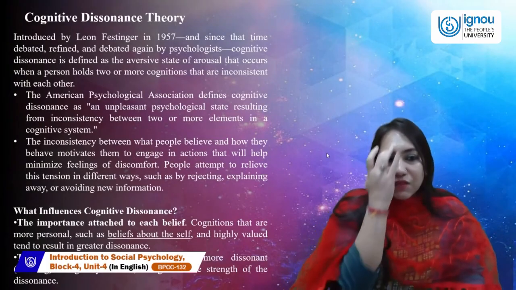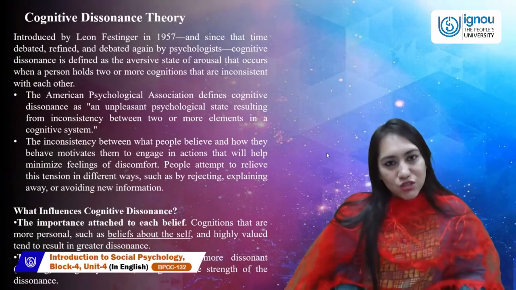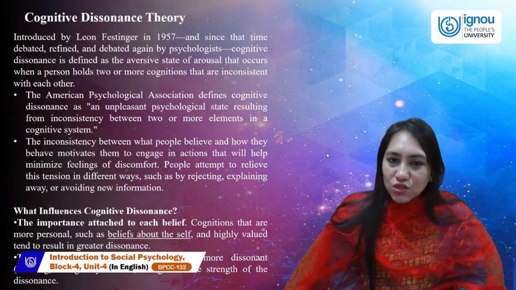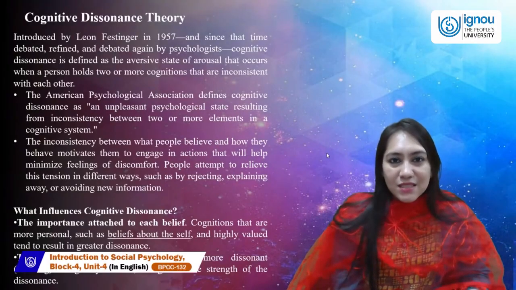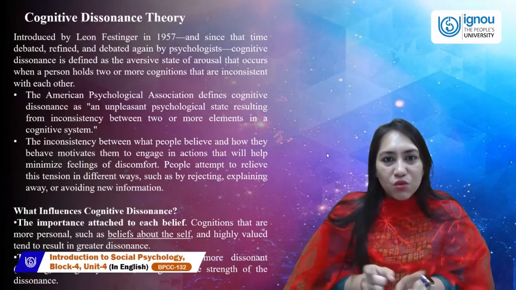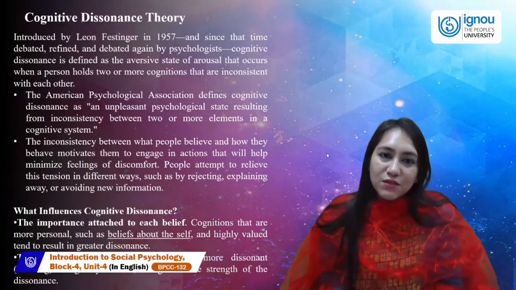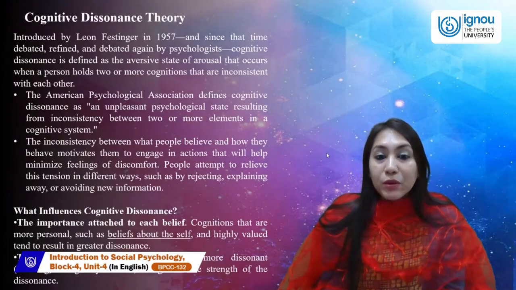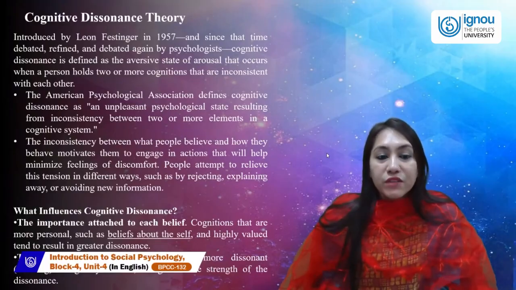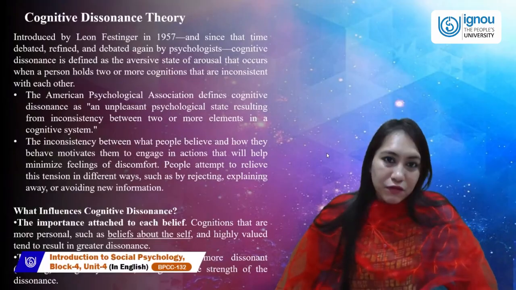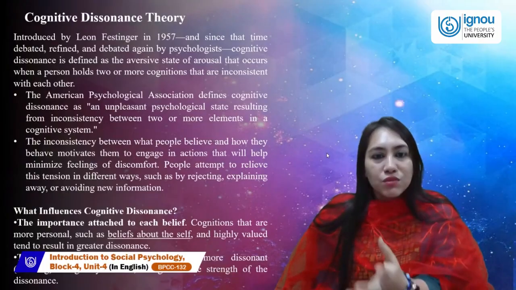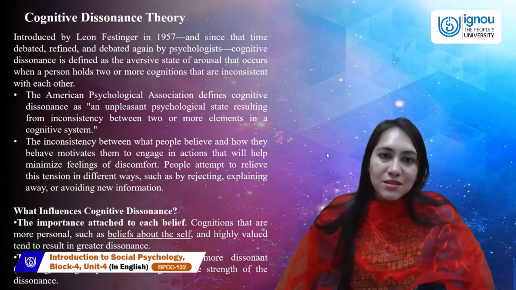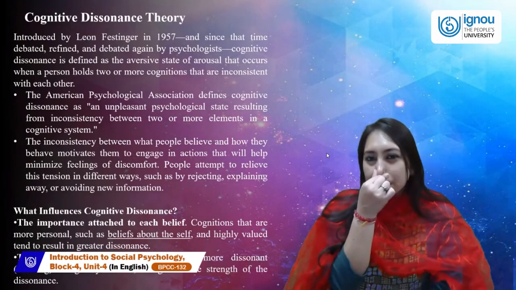Now, this American psychologist defined cognitive dissonance as an unpleasant psychological state that results from an inconsistency between two or more cognitions. Whenever two cognitions are moving in opposite directions, that causes a feeling of unpleasantness in people. And this inconsistency motivates them to engage in actions that will minimize their feelings of discomfort. So people attempt to take care of this aversion by doing a behavior which is inconsistent with the cognition I just stated.